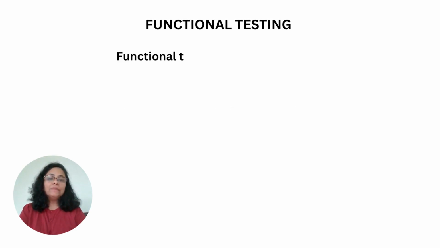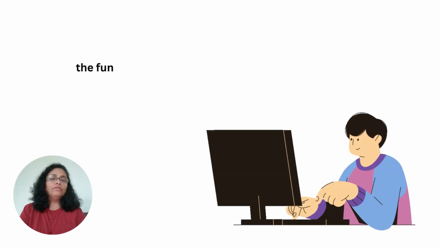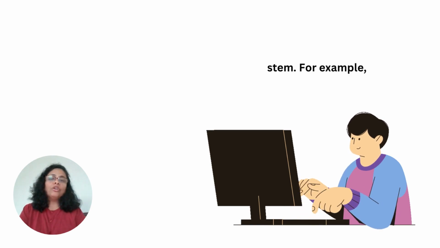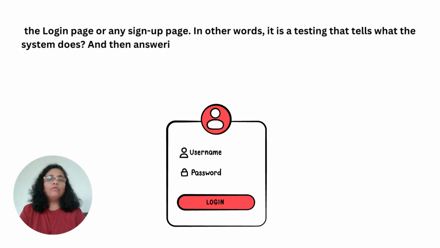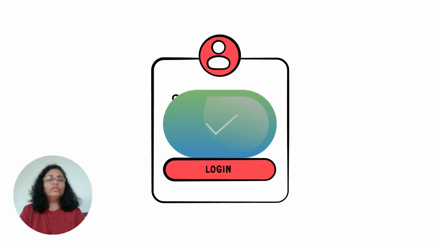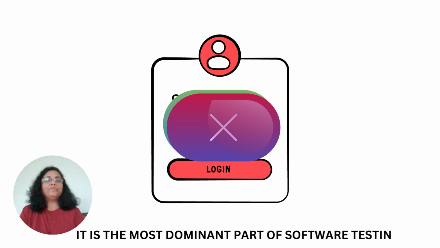Functional testing. What does that mean? Functional testing simply means that you are going to test the functionality of the software or system. For example, the login page or any sign up page. In other words, it is testing that tells what the system does, answering yes or no, whether it is working or not, whether it functions accurately as expected or not. It is the most dominant part of software testing.